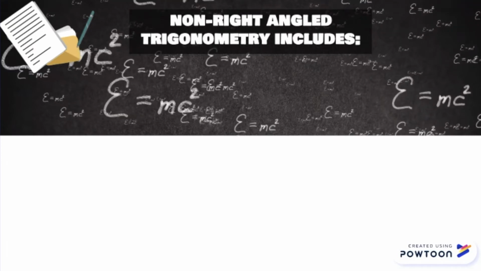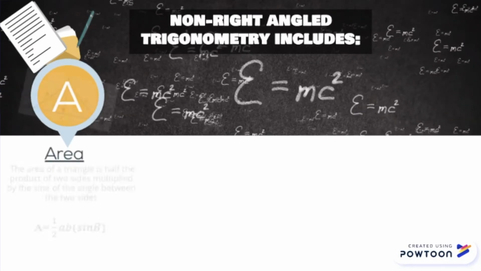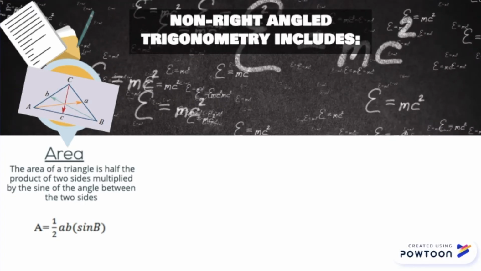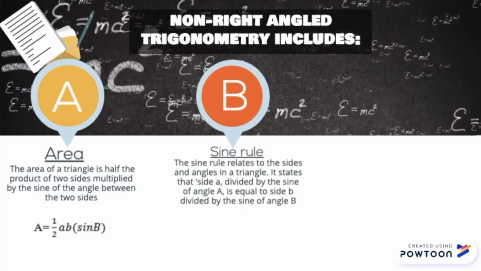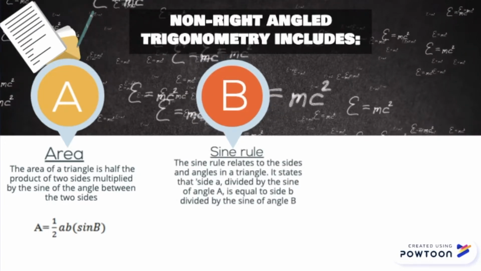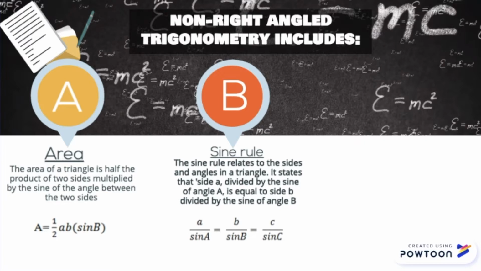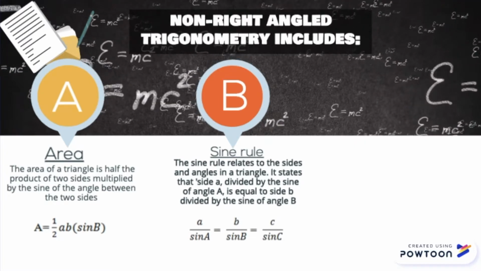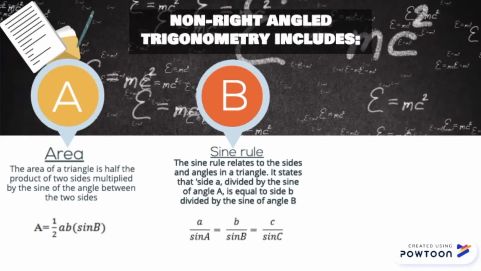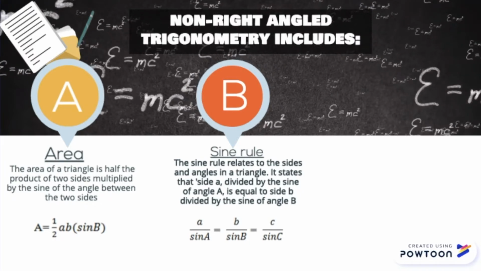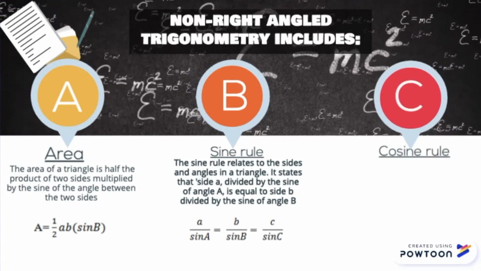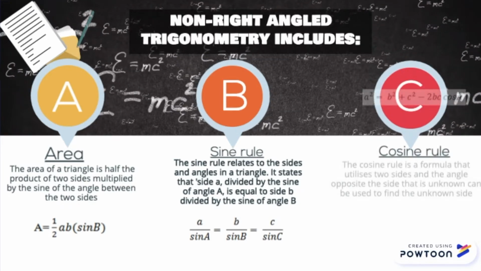The area of a triangle is a half of the product of two different sides multiplied by the sine of the angle between the two sides. This is further emphasized with the following equation. The sine rule relates the sides and angles in a triangle. It states that side A divided by the sine of angle A is equal to side B divided by the sine of angle B. This is represented by the following equation. To view an example of this, please refer to Part A. Note that through this equation, both the angle and the sides can be calculated.